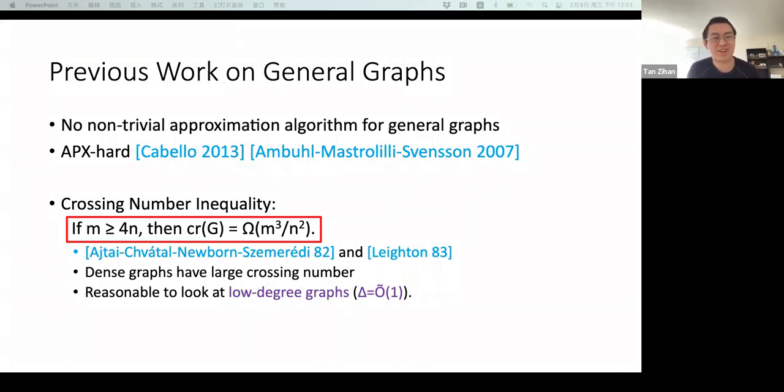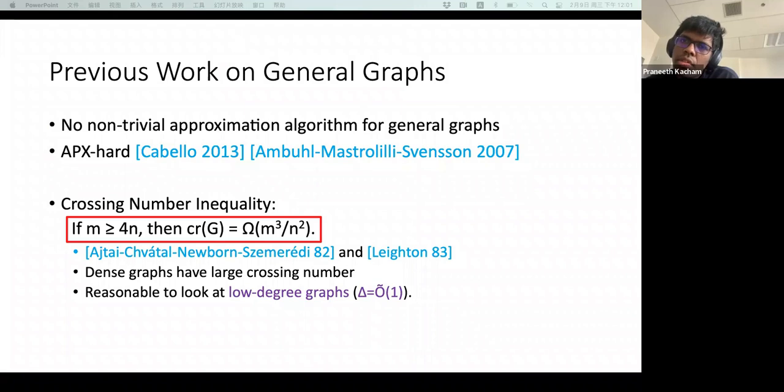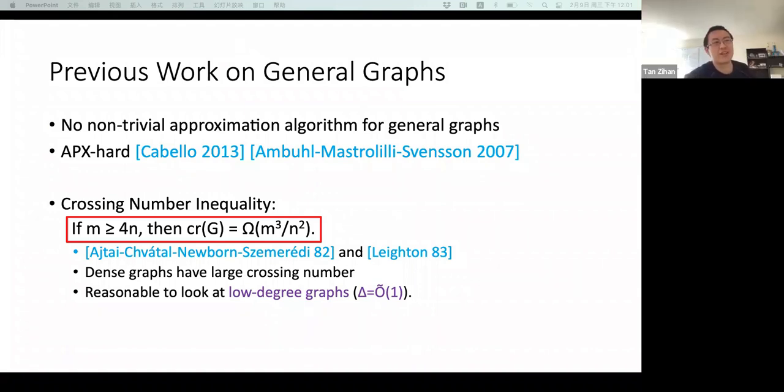Yeah, I suppose so. So the algorithms we are looking at are for m less than or equal to 4n edges, right? I think so. Yes, I think so.